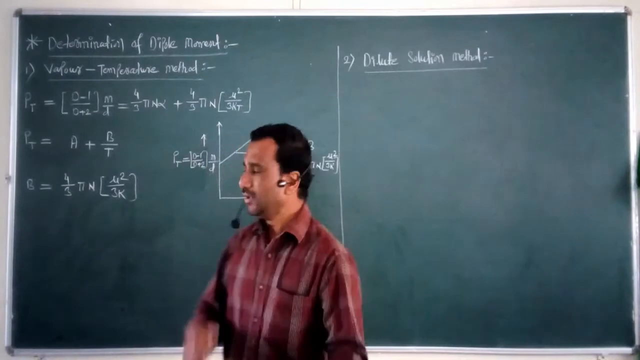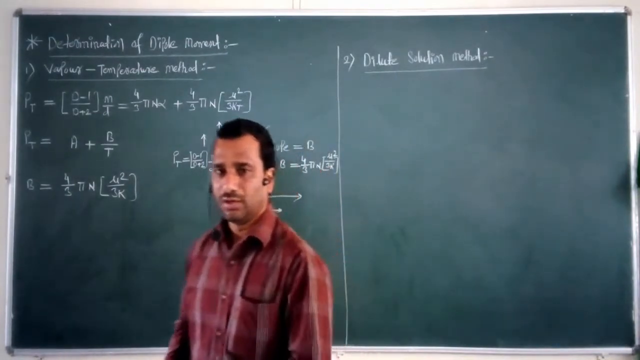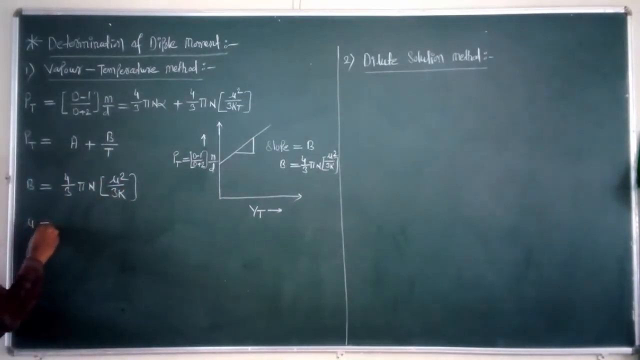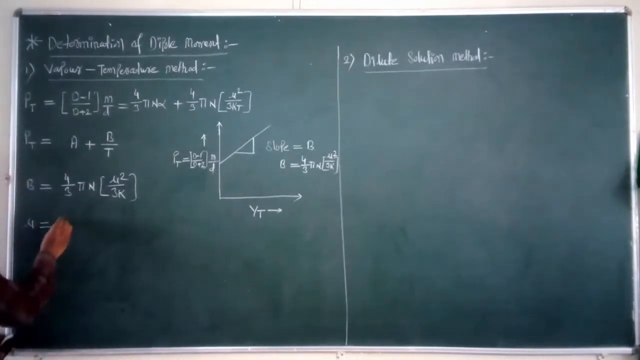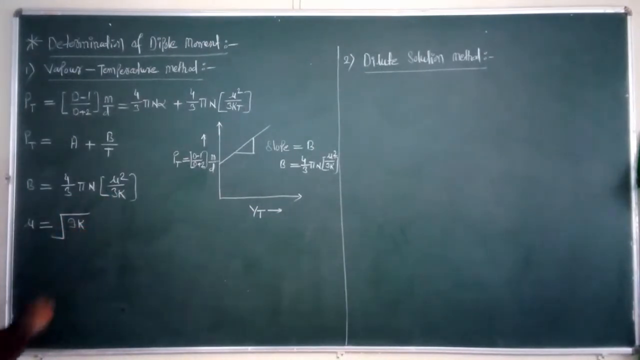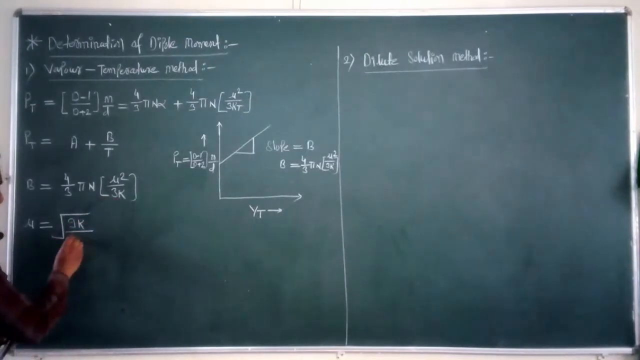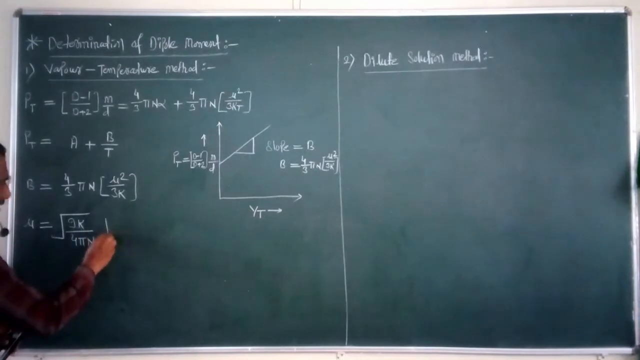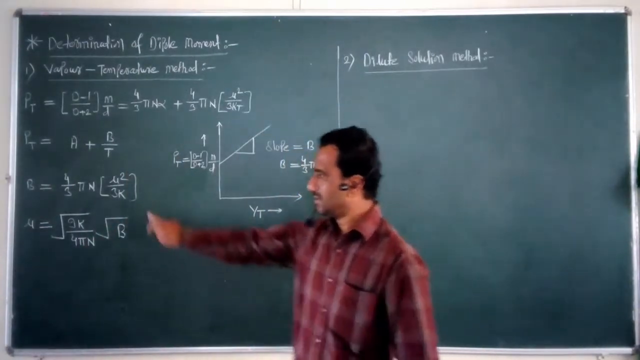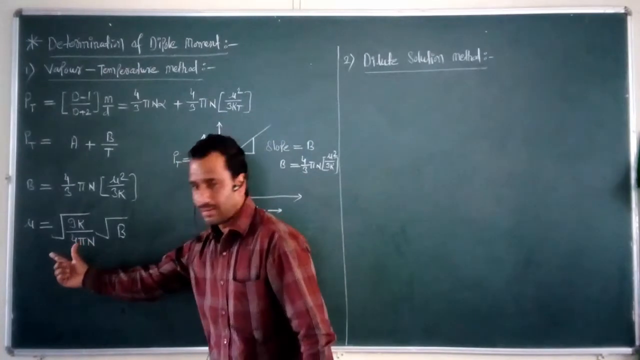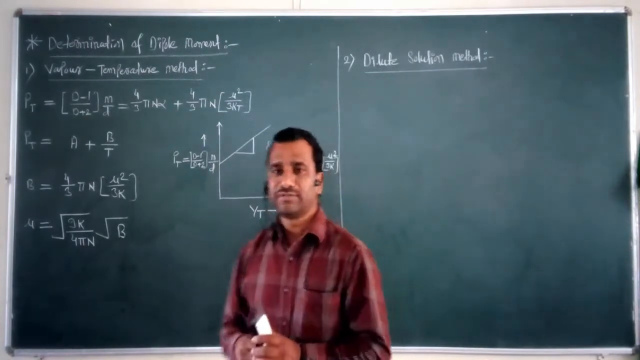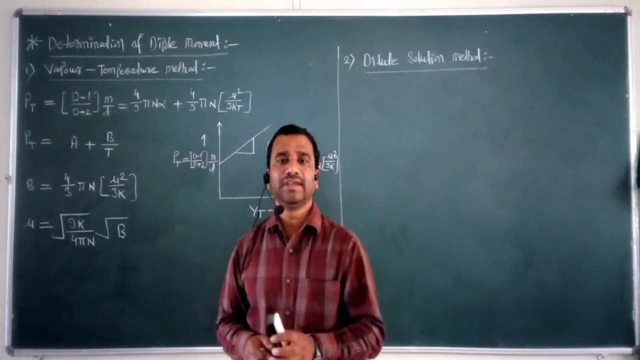Now, if we rearrange this equation to calculate the dipole moment, mu becomes under root 9k divided by 4 pi n, into under root B. So we get the dipole moment mu is equal to under root 9k divided by 4 pi n into under root B.